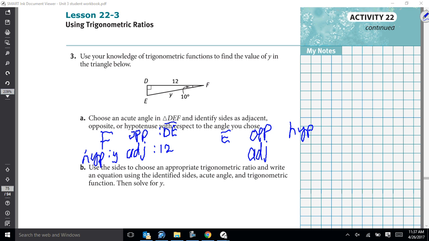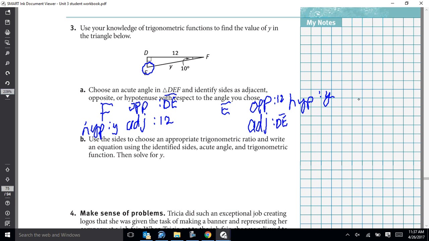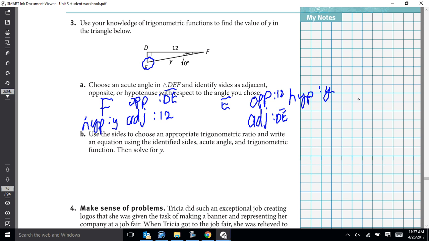All right, so now looking at E, what's our hypotenuse? And our opposite side? And our adjacent side? I agree. Good. All right, so questions there? No.